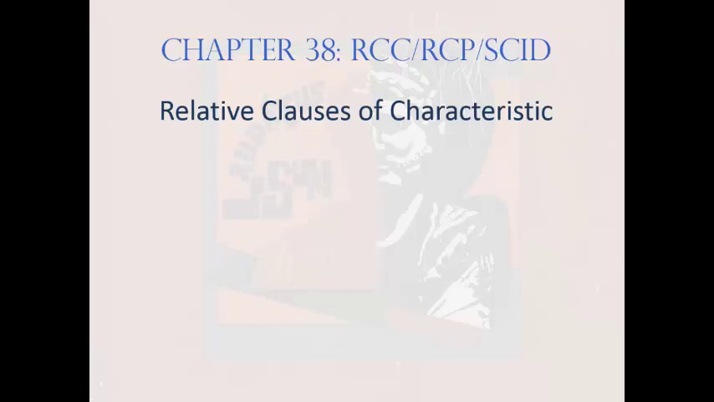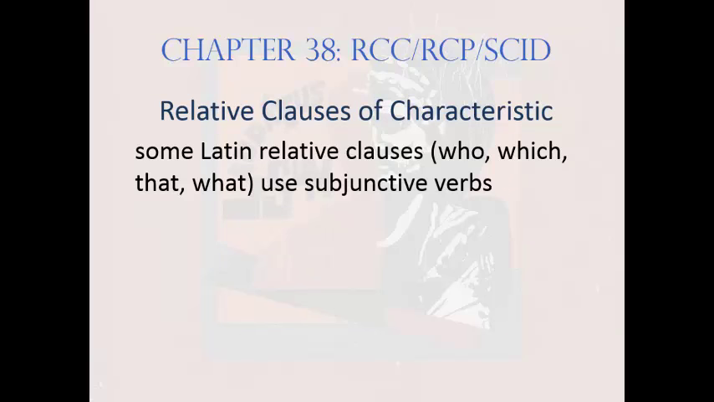Relative clauses of characteristic. Some relative clauses in Latin have subjunctive verbs. You remember what relative clauses are, right? Clauses that begin who, which, what, that. As in, these are clauses which begin with relative pronouns like who, which, what, that. And do you remember the term for the noun outside the relative clause to which the relative pronoun refers? Yes, it's antecedent. When a relative clause has a clear and specific antecedent, that's the sort of antecedent we've been dealing with ever since you learned about relative clauses in Chapter 17.